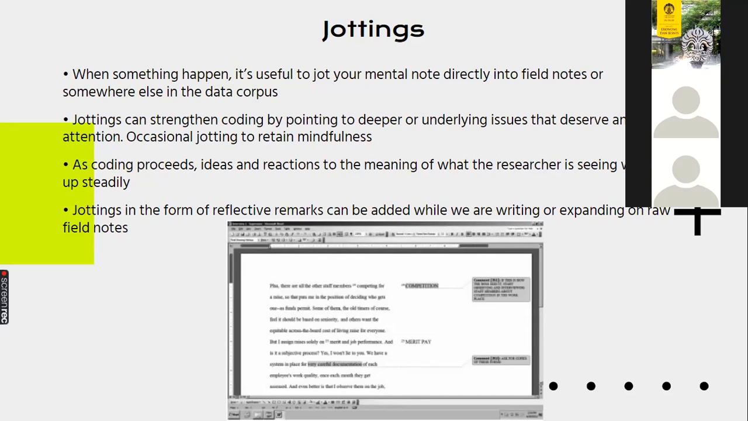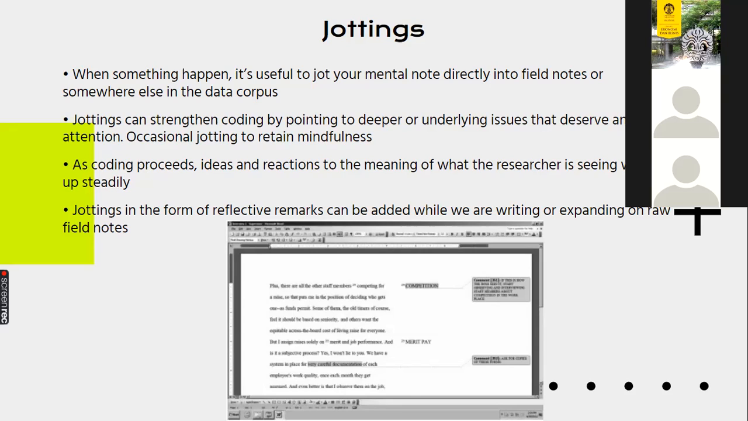Coding can become tedious if we treat ourselves as a sort of machine scanning the page methodically, picking out small segments of data and assigning labels to them. The sensation of being bored is usually a signal that we have ceased to think. One way of retaining mindfulness in coding is by doing occasional jotting. As coding proceeds, if we are alert to what we are doing, ideas and reactions to the meaning of what we see will well up steadily.